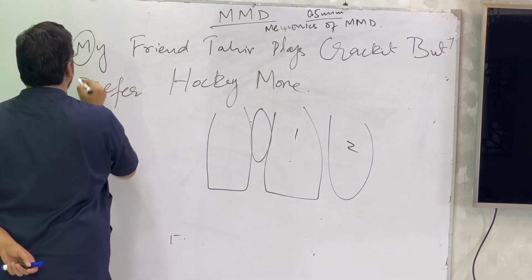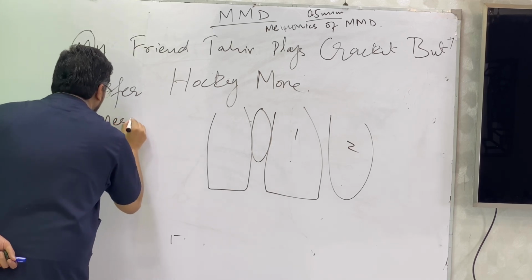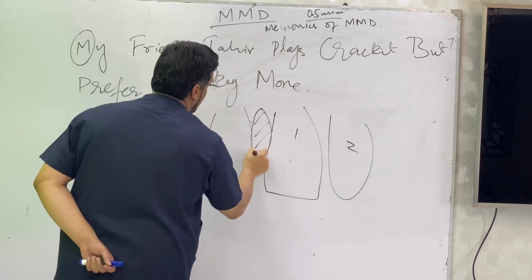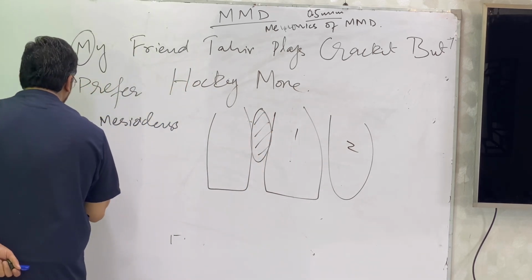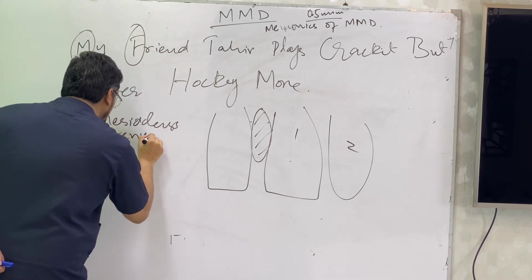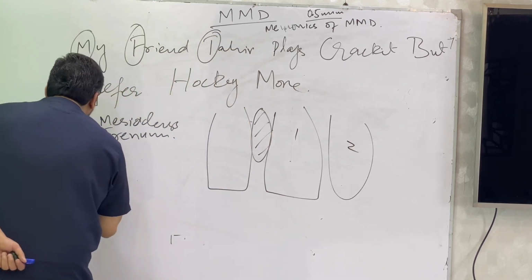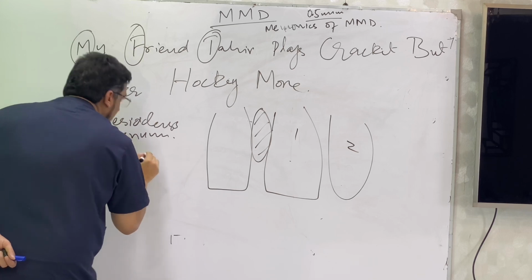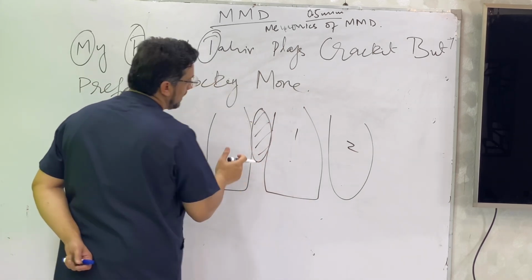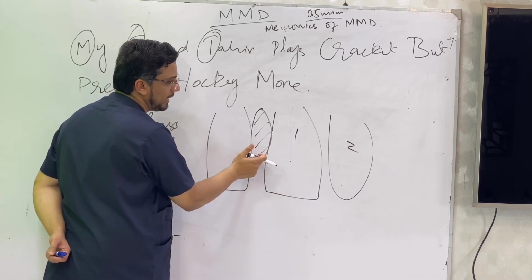M stands for mesiodens. Obviously, it will be found in the middle of the teeth. F stands for frenum. T stands for tumour. What I mean to say is that in the middle of the two incisors, there could be a frenum, there could be a supernumerary tooth like mesiodens, there could be any pathology like tumour or cyst.